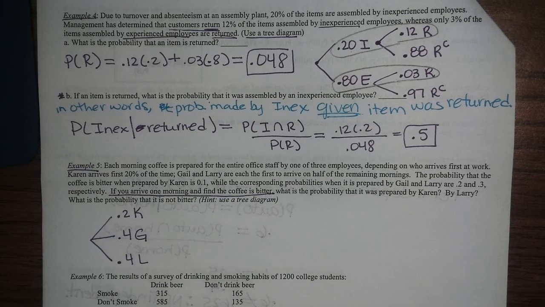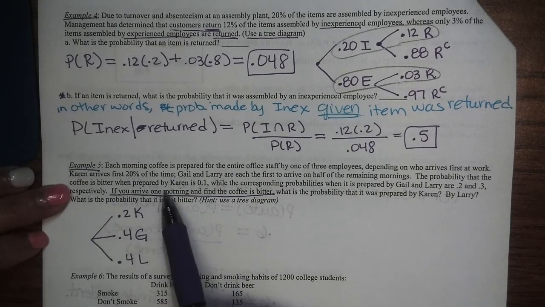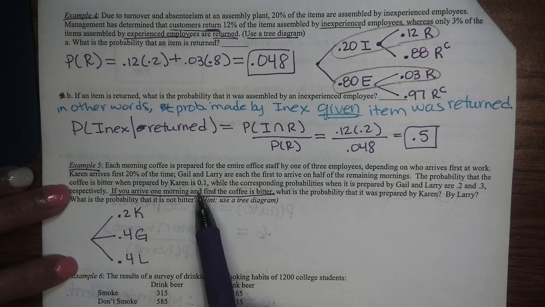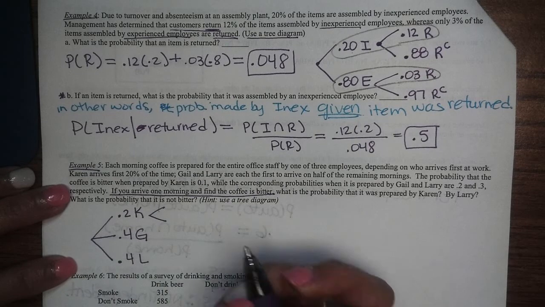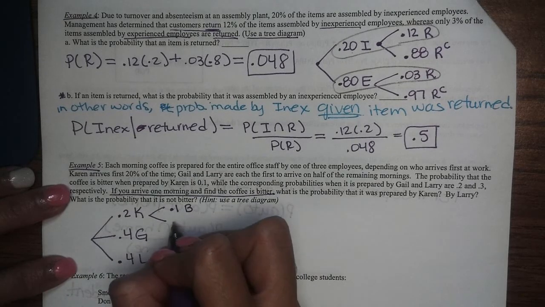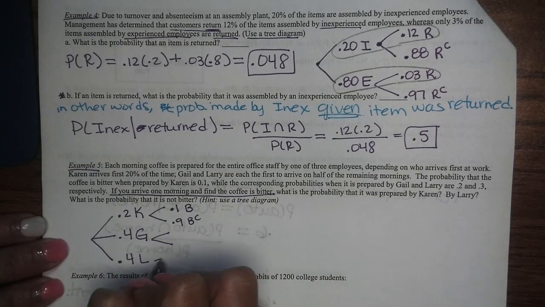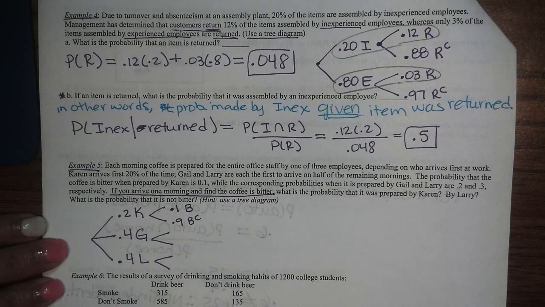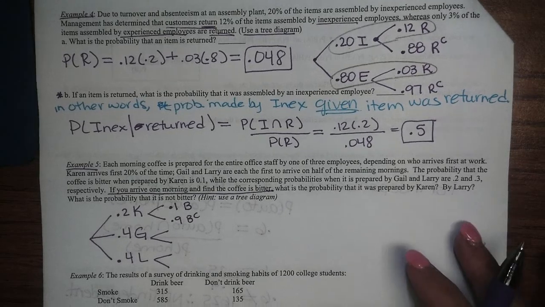Now, depending on who makes the coffee, there's the probability of them making the coffee bitter. The coffee is bitter 10% of the time when made by Karen. So here I'm going to put 2 little branches for Karen. She makes the coffee bitter 10% of the time, so 0.1. And then you put not bitter 90%. Okay, now you do the same thing for Gail and Larry. Find the chances that they make the coffee bitter.